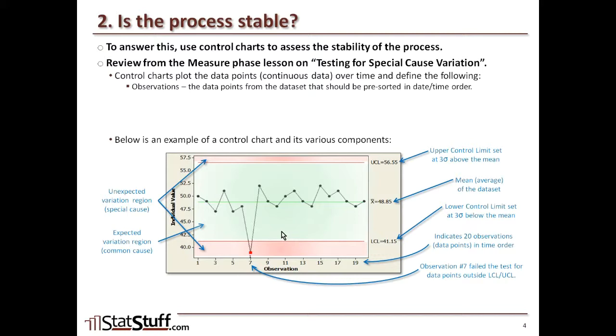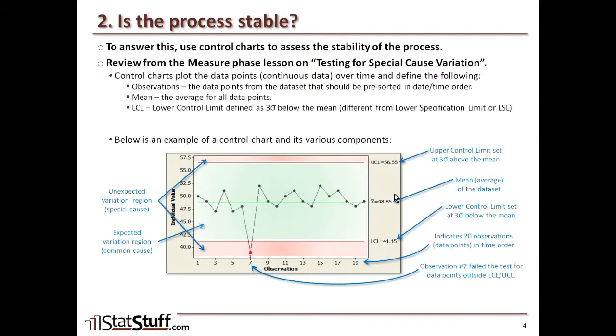So in these control charts we're plotting, first of all, the observations. That's each of these data points that are plotted through here over time. And then we have the mean, that is the average for all the data points, reflected here by this green line. And then we have the lower control limit down here, which is defining the 3 standard deviations below that mean. Got to keep in mind that that is very different from the lower spec limit, or LSL, which is referring to what the customer's requirements are. Instead, the lower control limit refers to 3 standard deviations below the mean.